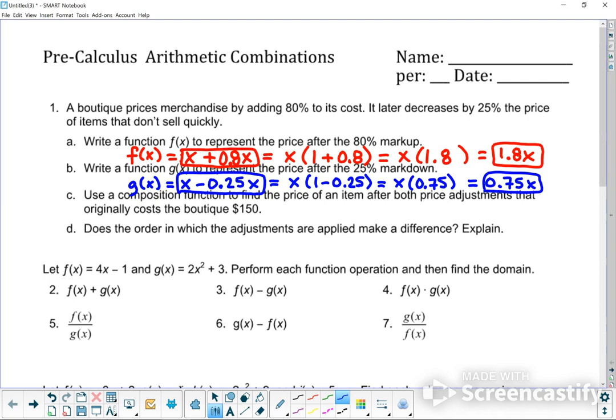Use a composition function to find the price of an item after both price adjustments that originally cost the boutique $150. All right, so if we read through this, it says a boutique priced merchandise by adding 80% to its cost and then later decreasing it by 25%. So that 80% is first. So when we rewrite this, we're going to use f of x as the innermost function.